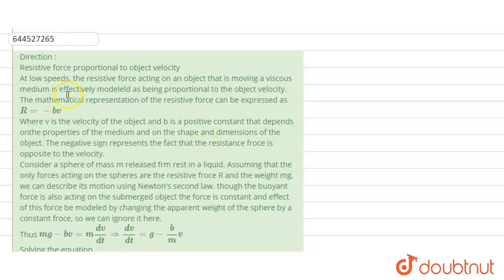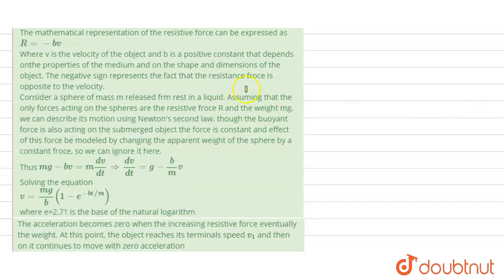Hello everyone, let us start with our question. This question is basically related to the question which we have solved regarding terminal velocities. Here it is given that there are forces which act on a body. So from here the question basically starts.